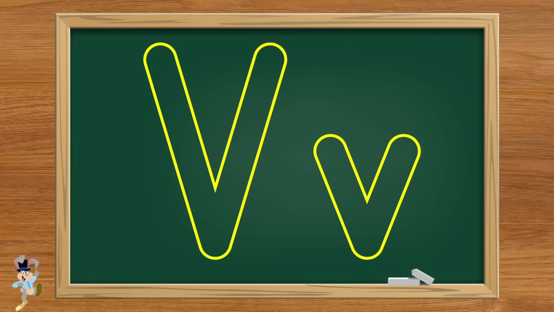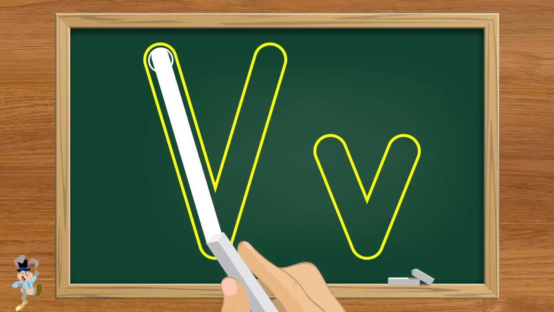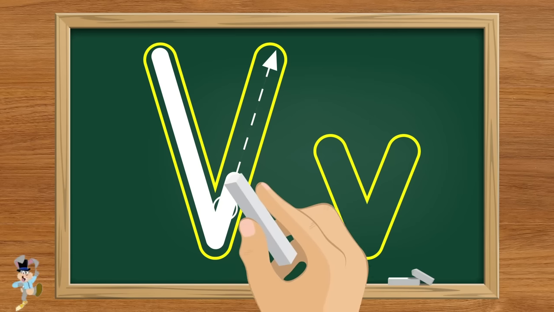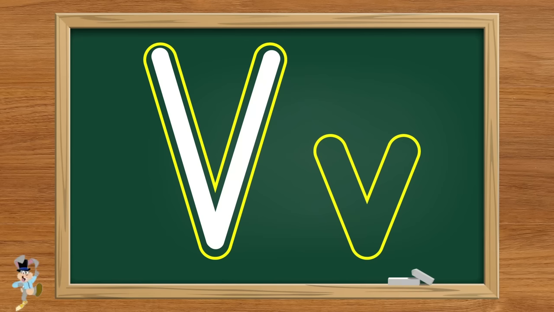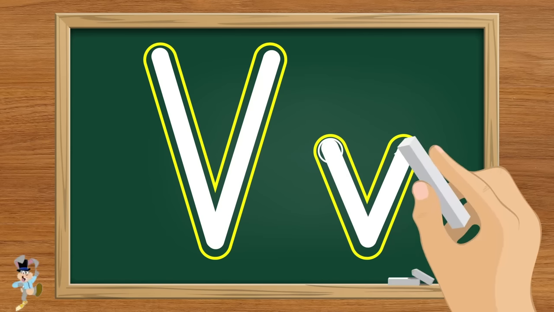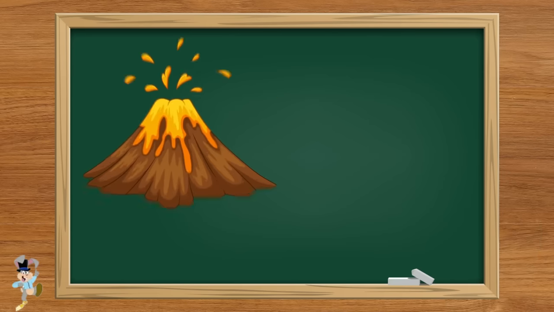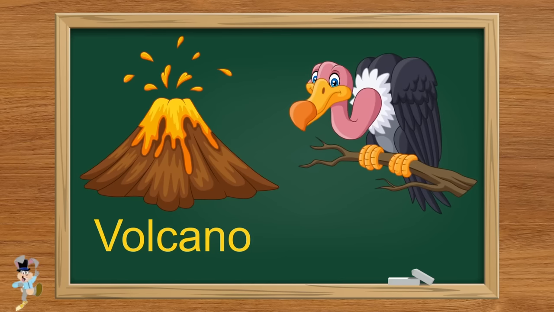Let's learn how to write the letter V. V is for volcano. Vulture.